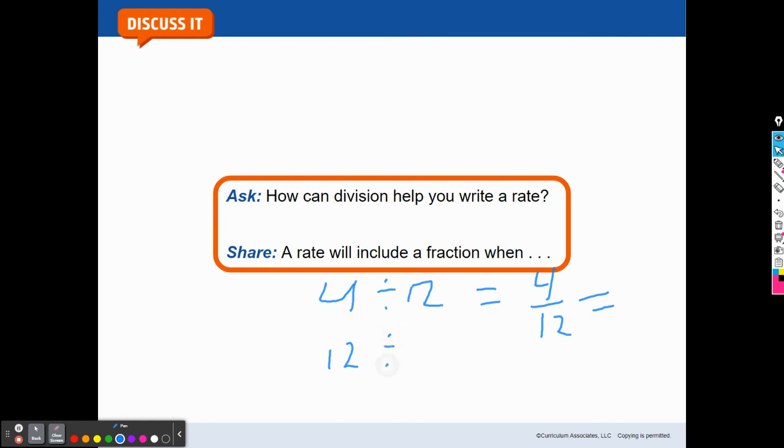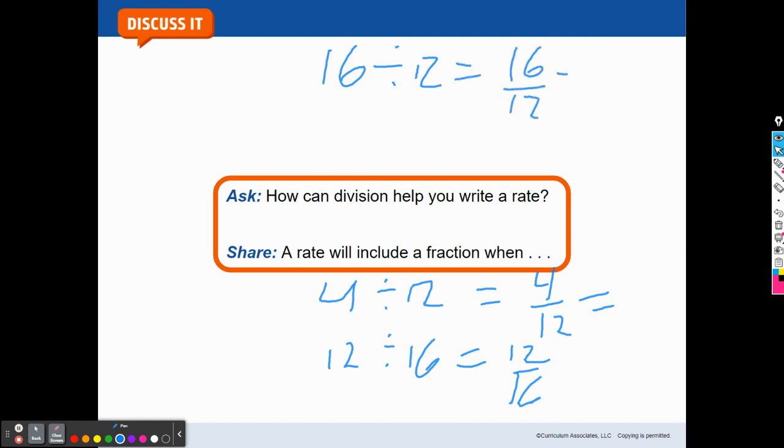If you had 12 divided by 16, that would be 12/16. If you had 16 divided by 12, you could write it as 16/12. Simplify that, right? They're each divisible by 4. So this would be 4, this would be 3. So now we have 4/3. Well, 4/3, I can change that to a mixed number of 1 and 1/3. So we use those fractions in situations like this where we're needing to just simplify. All right.